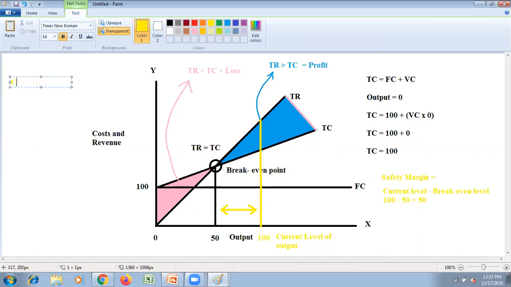Calculation. Let me use another color because it might not be visible to you. Okay, now the calculation method. Now I'm using it. Break-even level.